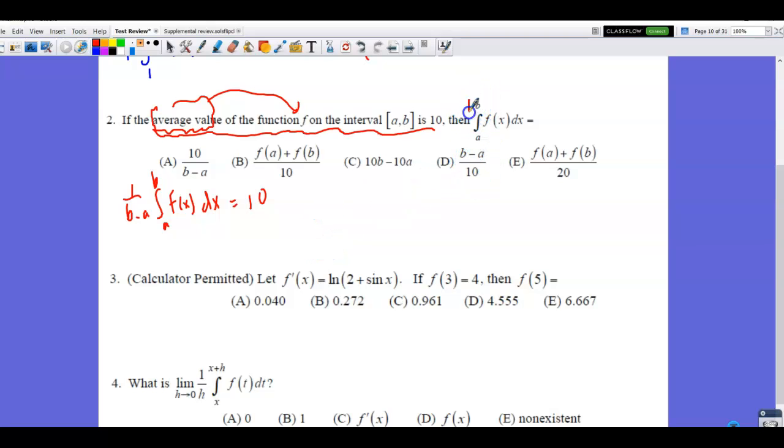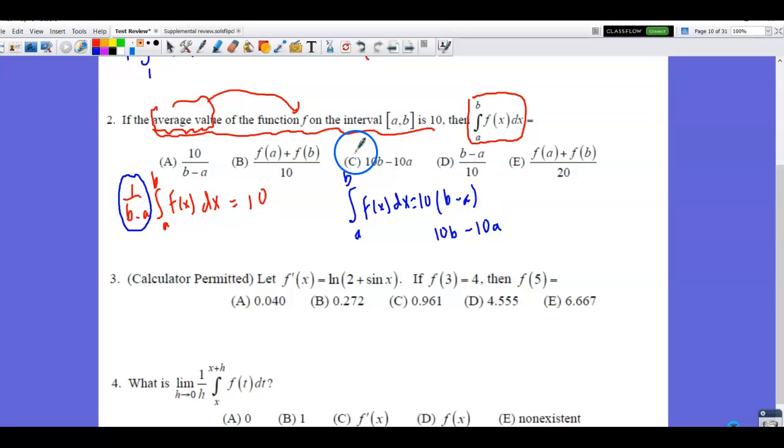And then if you isolate the integral and get the integral by itself, which means we get rid of the 1 over b minus a, what will we get? Well, algebraically, to get rid of the 1 over b minus a, we're going to multiply both sides by b minus a, and that will give me 10 times b minus a, which is the same thing as 10b minus 10a, and that is letter C.